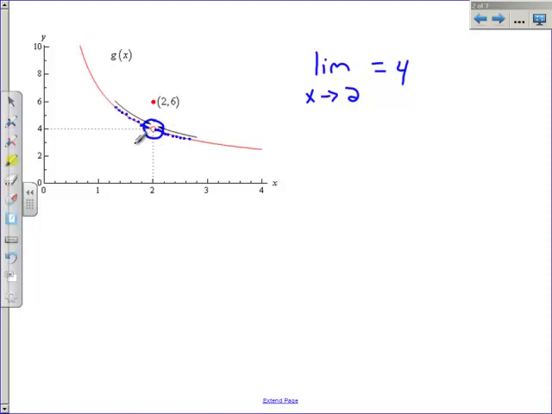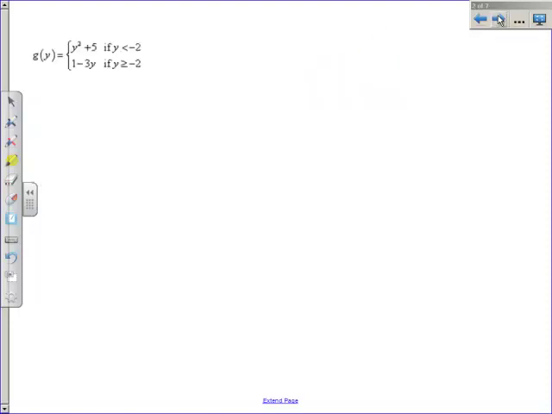Now, some piecewise functions, though, as we saw from last night's video, don't match up. They don't line up. We looked at the piecewise function last night, and it didn't line up. From the left it was -1, and from the right it was 1. Okay, so let's go on and see if we can do another example here.